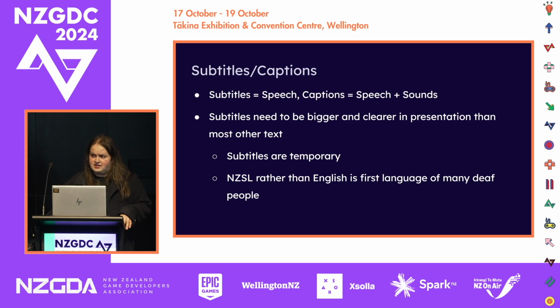Subtitles are a text equivalent of spoken dialogue. The main difference between them and captions is that captions also include important sound effects. So if someone fires a gun at somebody, the bang of that gun would be included in captions. Now, subtitles need to be bigger and clearer in presentation than most text for multiple reasons. For one thing, subtitles are temporary. They are only on screen for a short amount of time as dialogue is spoken.